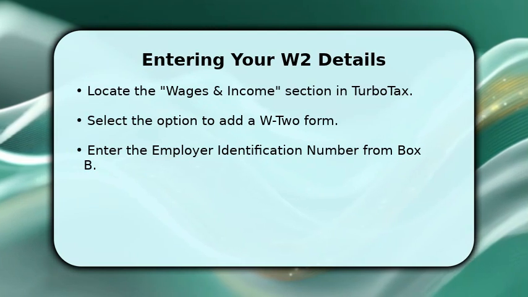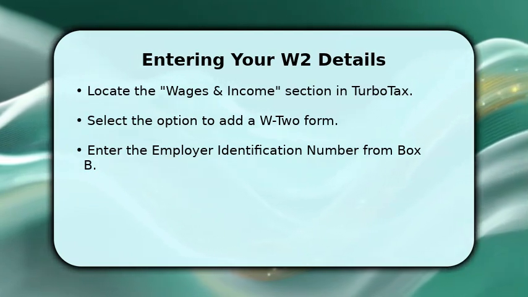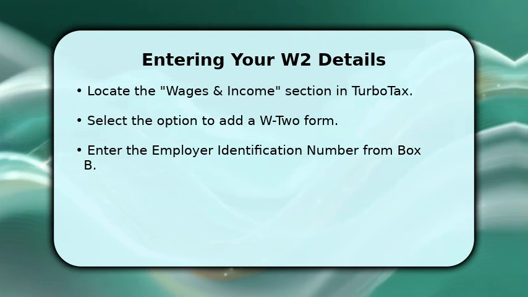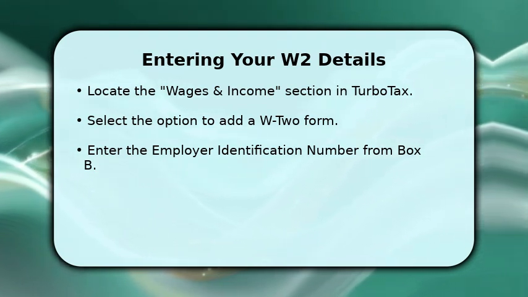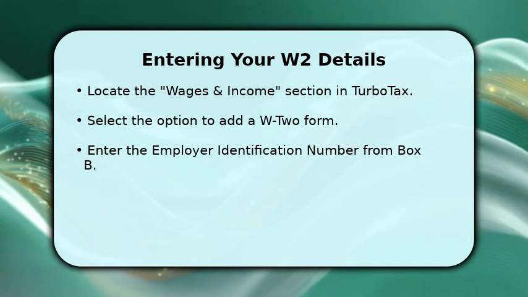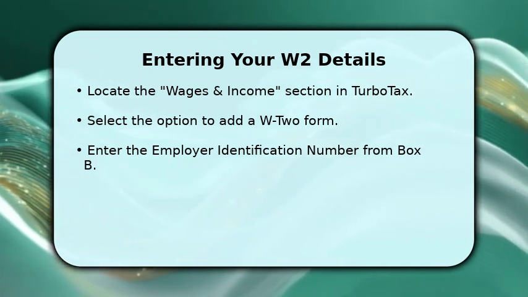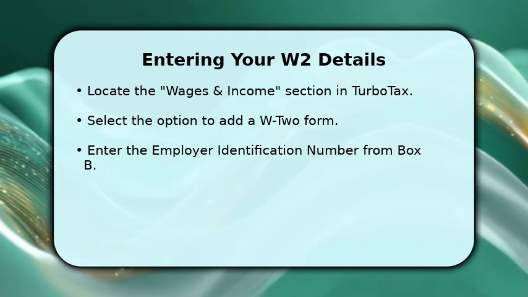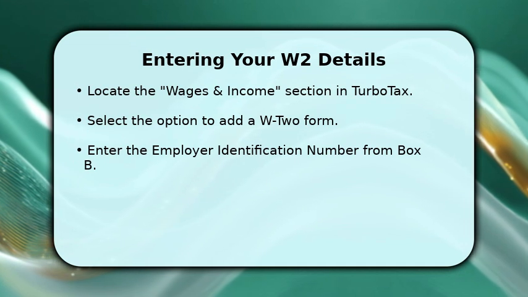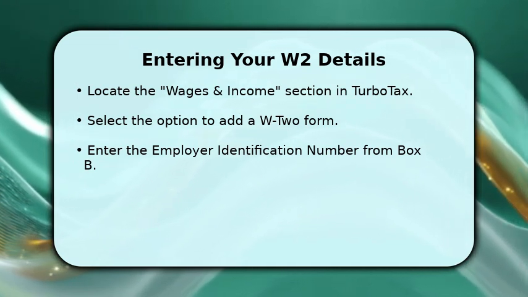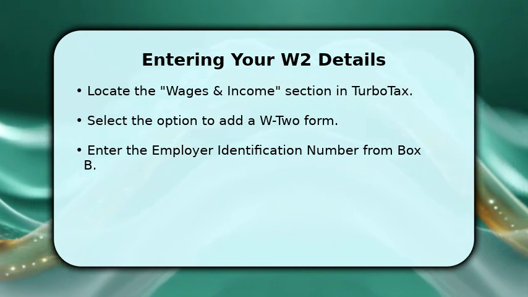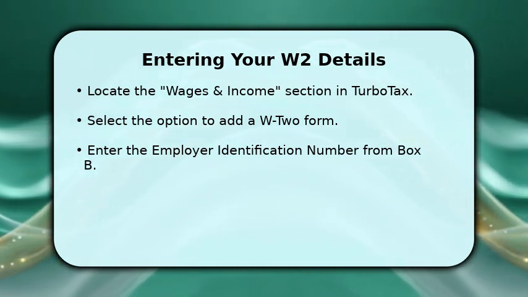Once you are in TurboTax, navigate to the Wages and Income section. Here, you will find the option to add your W-2 form. You can either import it directly from your employer if available, or manually enter the information. Be sure to accurately input the employer identification number from Box B, your total wages from Box 1, and the federal income tax withheld from Box 2. Double-checking these numbers is crucial for accuracy.